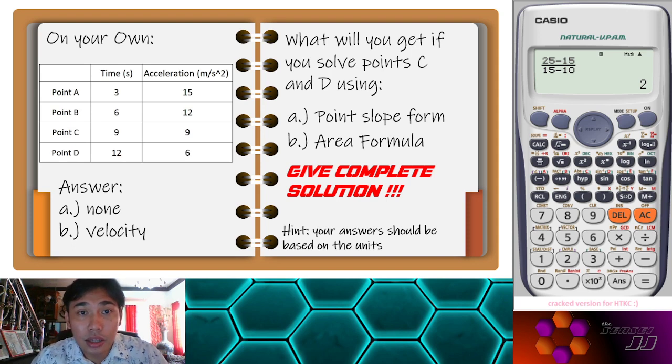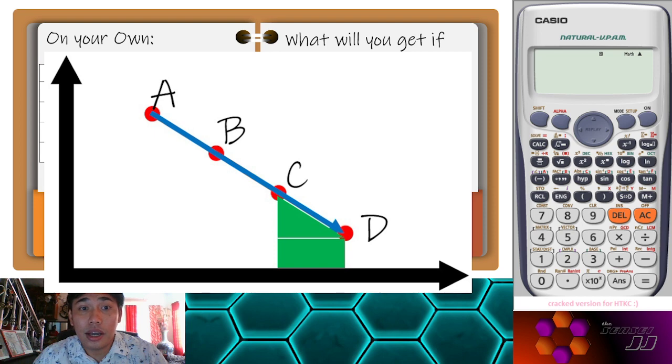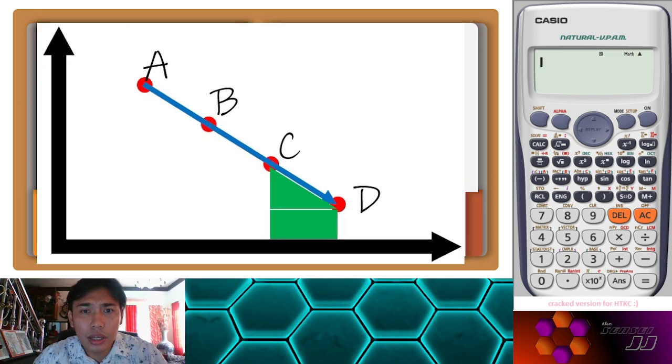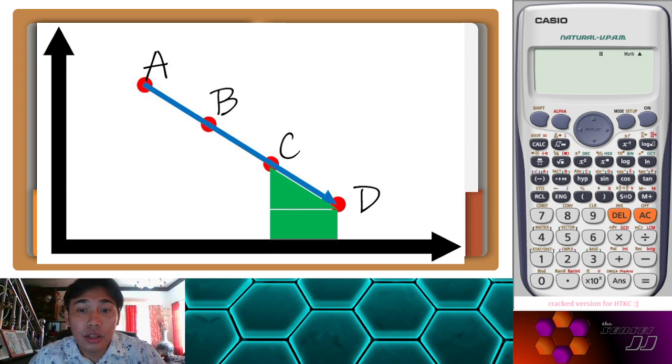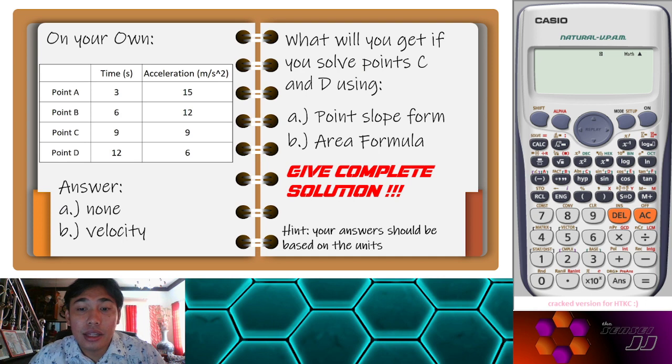Points C and D. As you can see, it is clearly a deceleration. Why is it deceleration? From point A, B, C, and D, we are declining. We're on the decline, that's why it is deceleration. Let's try to solve for the velocity.